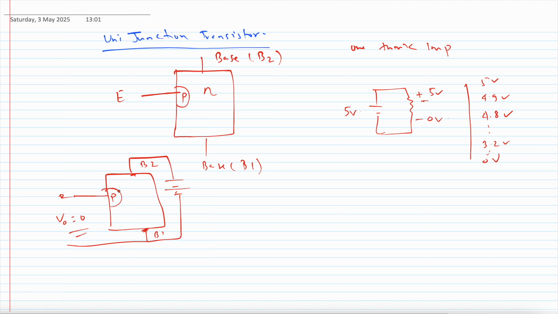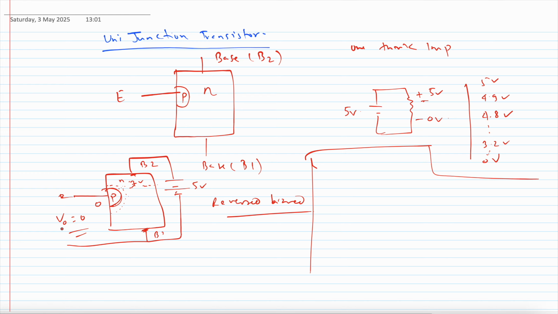And as this is P, some kind of junction will be formed. Let's suppose it has 0 volt and it has some volt, for example if this is 5 volt, it must be around 3 volt. Then this is N and this is P, reverse biased.